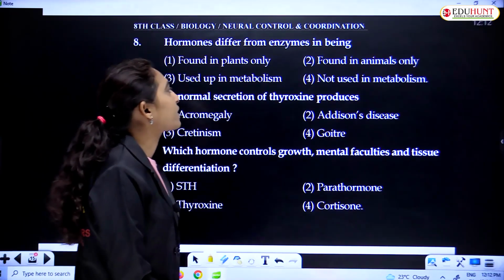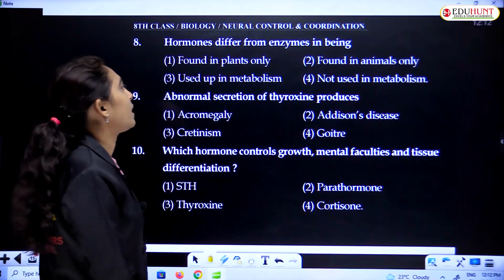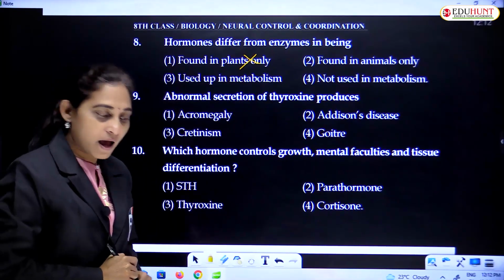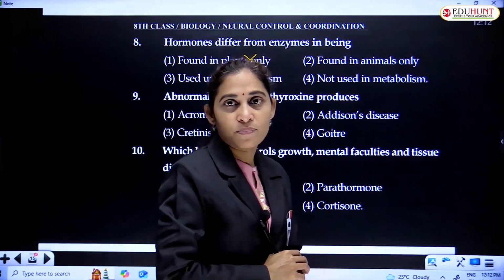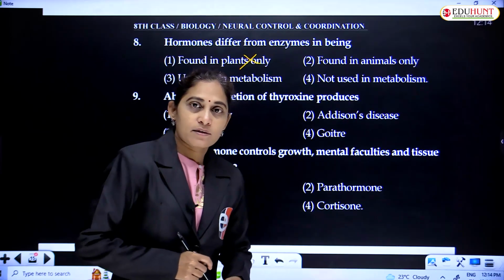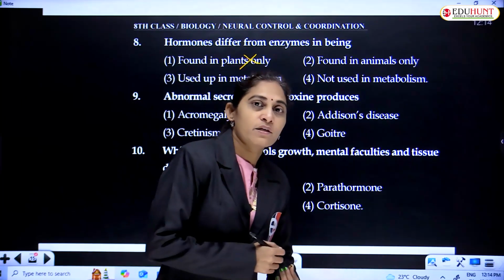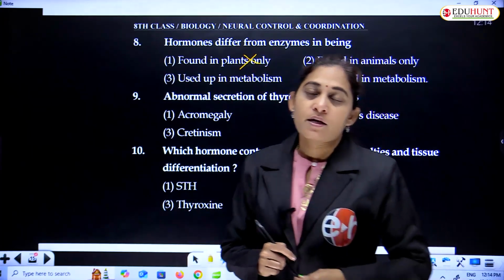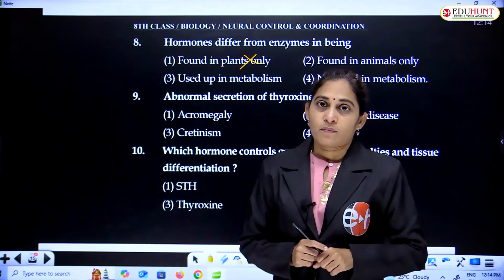Hormones differ from enzymes in being found in plants only? No, because plants also have hormones. We call them phytohormones. So the hormones that are produced in plants are called phytohormones. For example, auxin. Auxin is a phytohormone produced in plants. It is responsible for root growth.